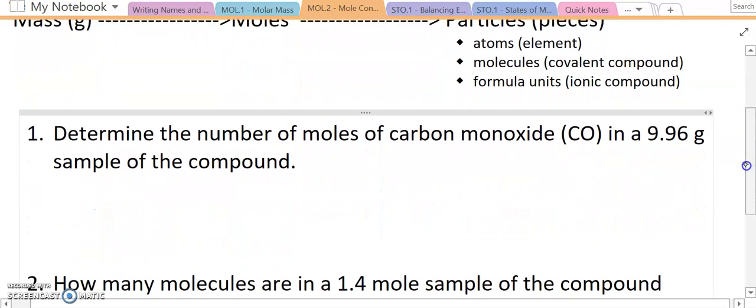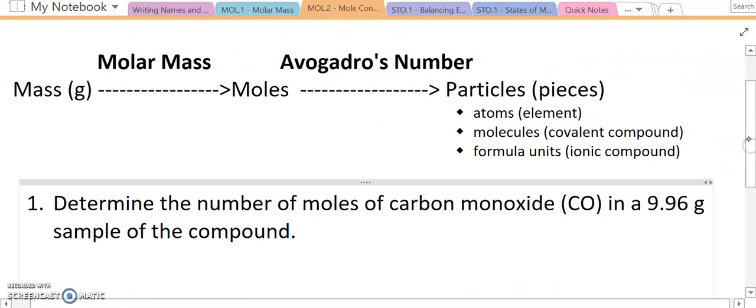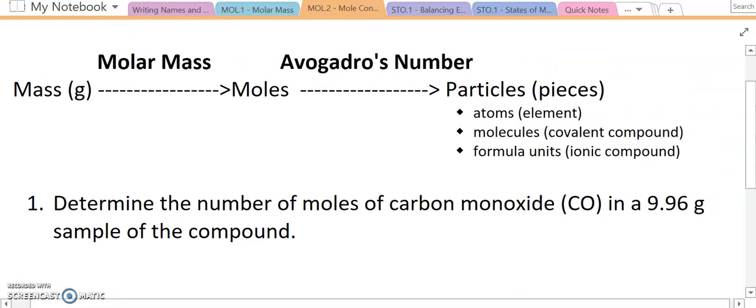So the first step in any one of these calculations is to always make sure you read the entire problem. Determine the number of moles of carbon monoxide in a 9.96 gram sample of the compound. And the most important thing I'm going to be looking for is units. Because if I look to my flow chart that's up here, I don't see 9.96 anywhere. But if I take a look at it, I'm going to see the unit mass in grams. I'm going to see moles, and I'm going to see particles.